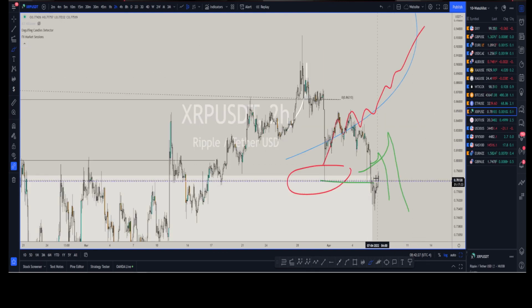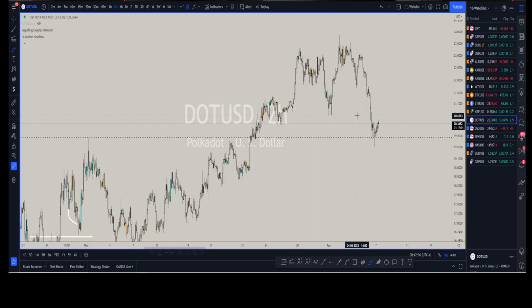XRP, same thing. We are into a fair value gap around these areas, so why not continue the down move? DOT, the same thing. Continue down move. You can compare these two legs, or it can come, create a double, and continue. Still looking for down, guys. Still looking for sell setups to go, and hopefully that's helpful.